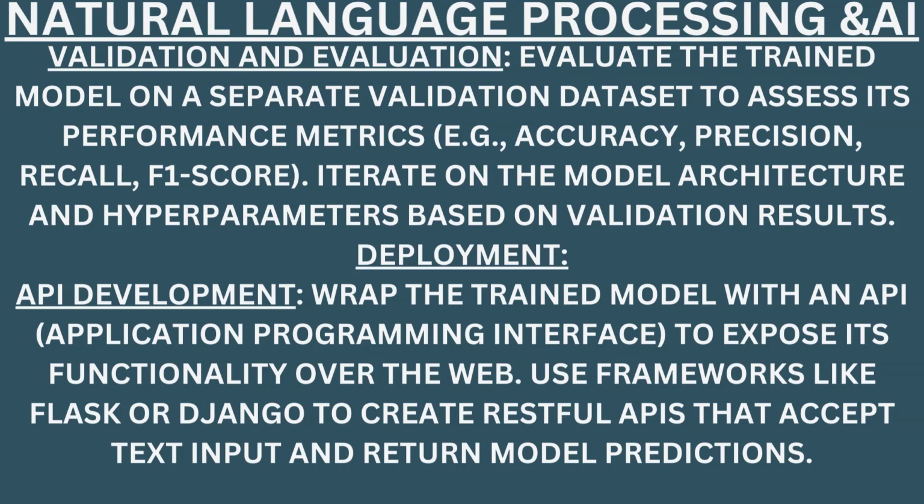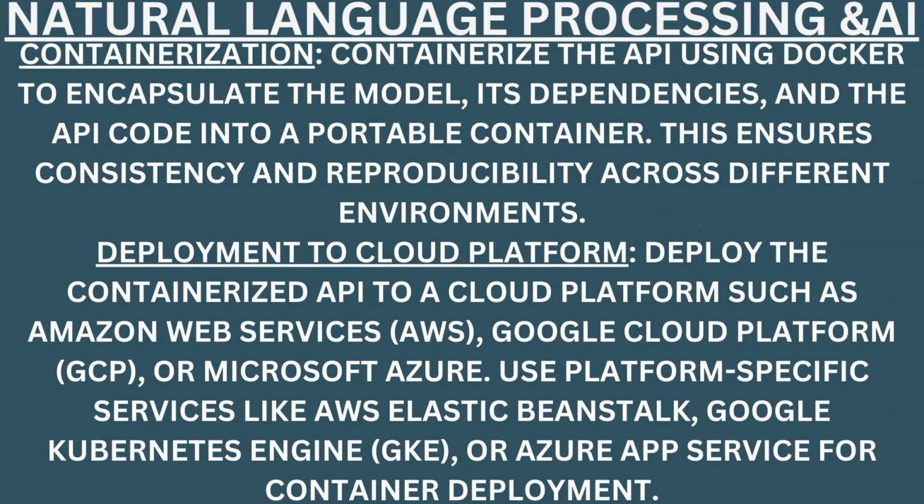Deployment. API development. Wrap the trained model with an API (application programming interface) to expose its functionality over the web. Use frameworks like Flask or Django to create RESTful APIs that accept text input and return model predictions. Containerization. Containerize the API using Docker to encapsulate the model, its dependencies, and the API code into a portable container. This ensures consistency and reproducibility across different environments.